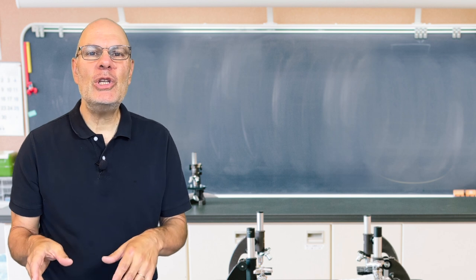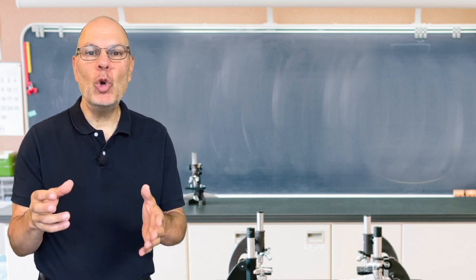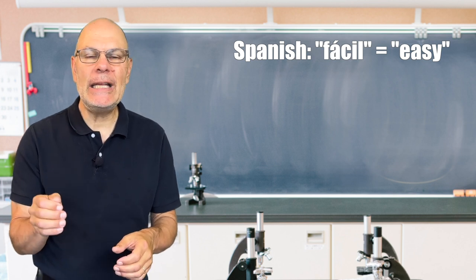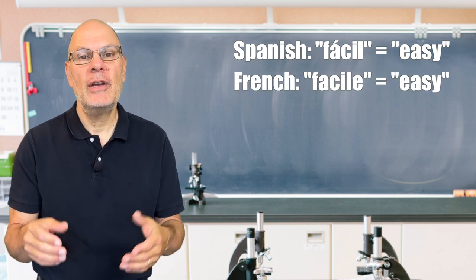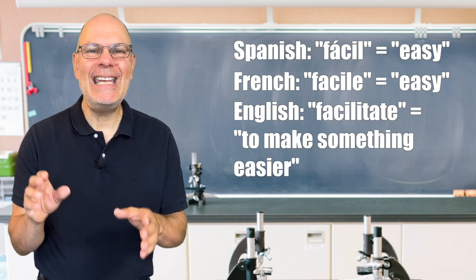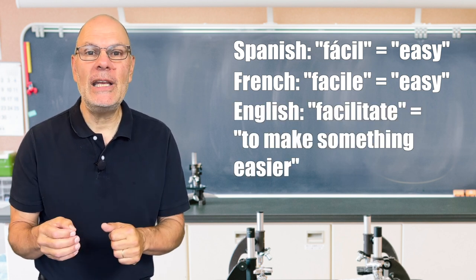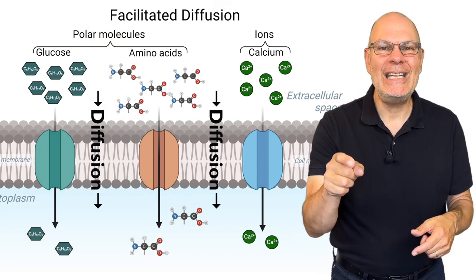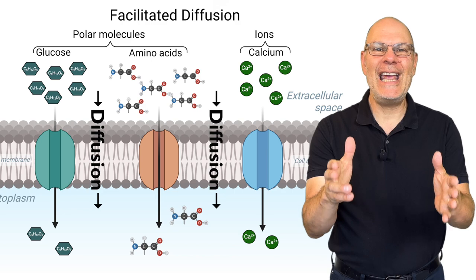Here are some ways that you can use language and word roots to remember this. If you speak Spanish, you know that fácil means easy. In French, facile means easy. The word facilitate in English means to make something easier. Right now, I'm trying to facilitate your learning about facilitated diffusion.